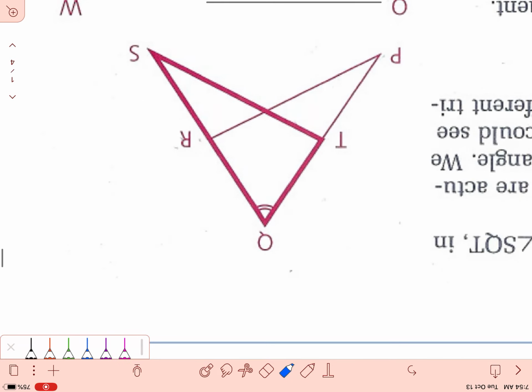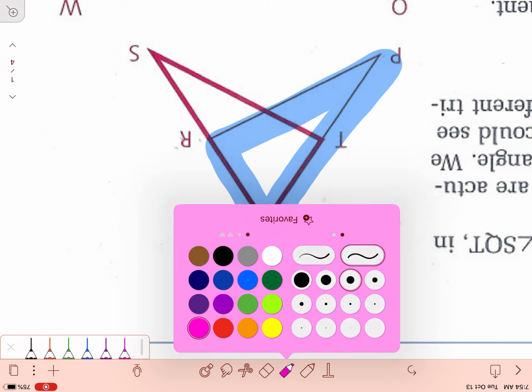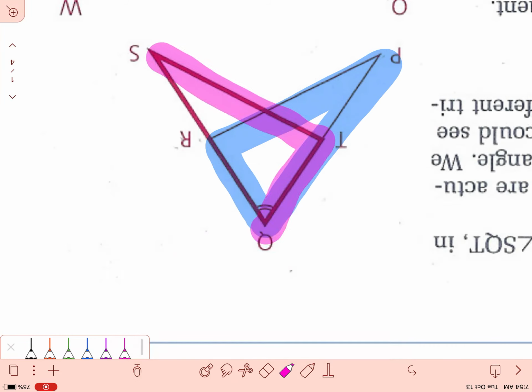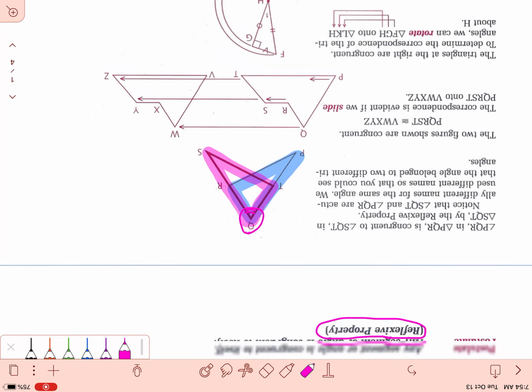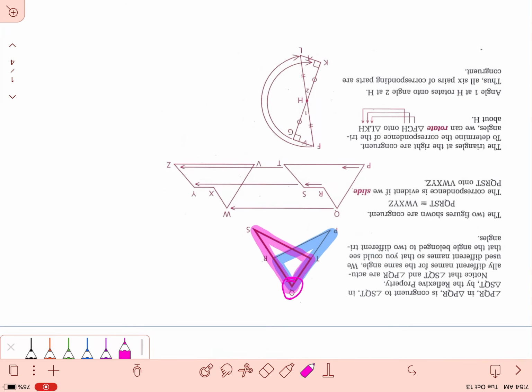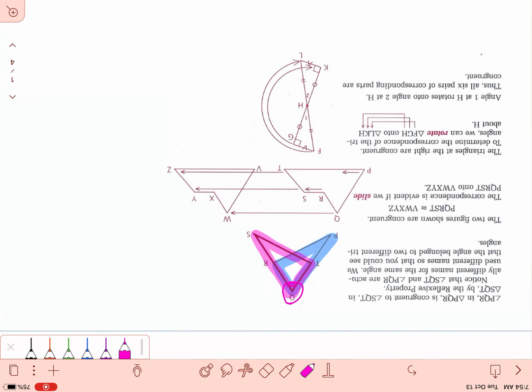So if they were to tell you that these triangles were congruent to each other, so again, there are two triangles here. I have this blue triangle, and I have this pink triangle. If you notice, they both share angle Q, okay? Angle Q is congruent to angle Q because of the reflexive property. Any angle is congruent to itself, okay?